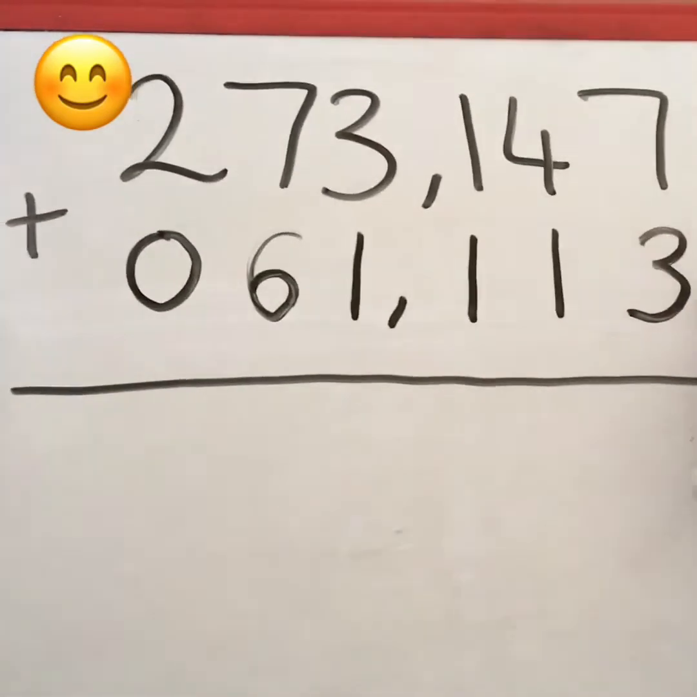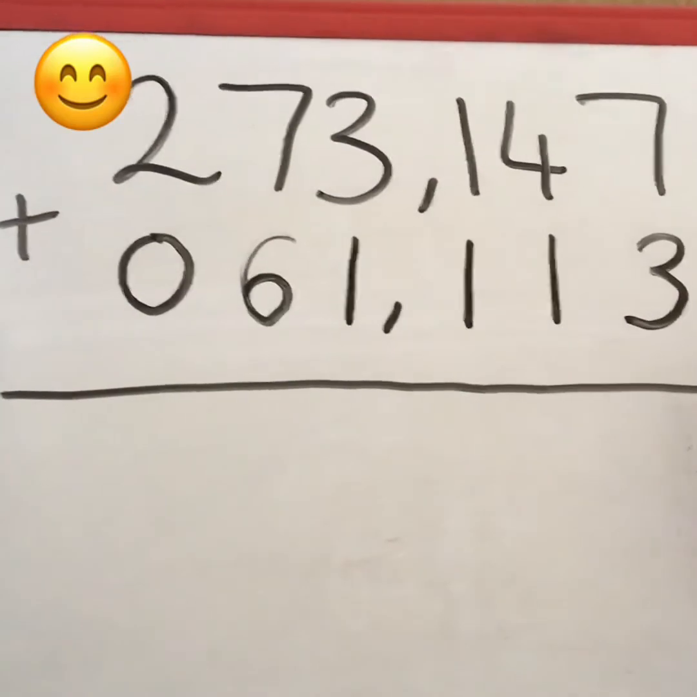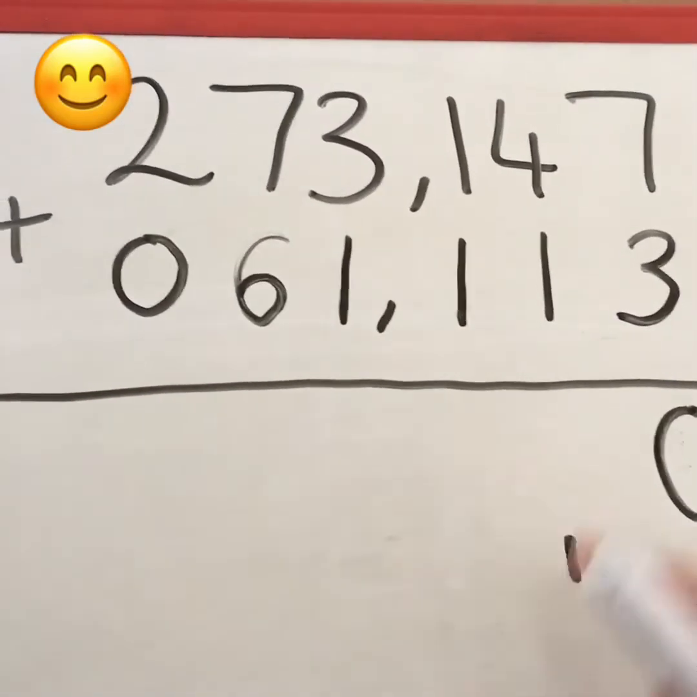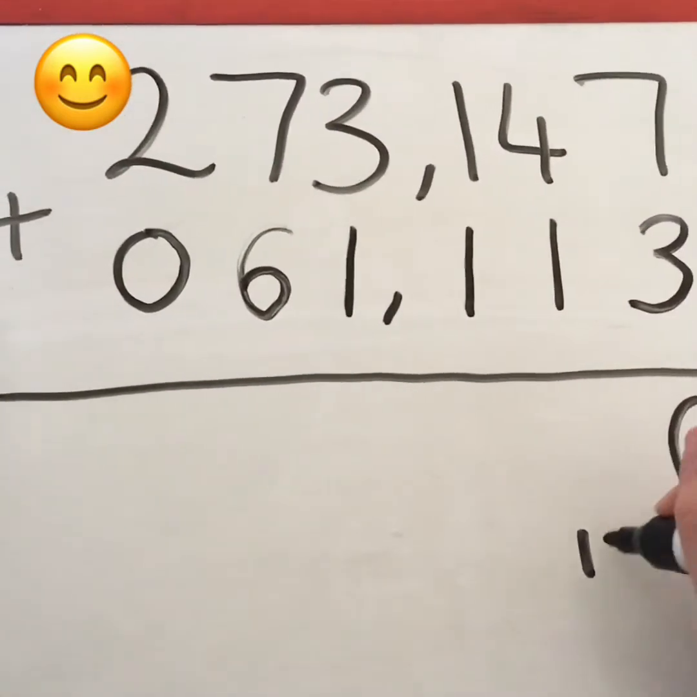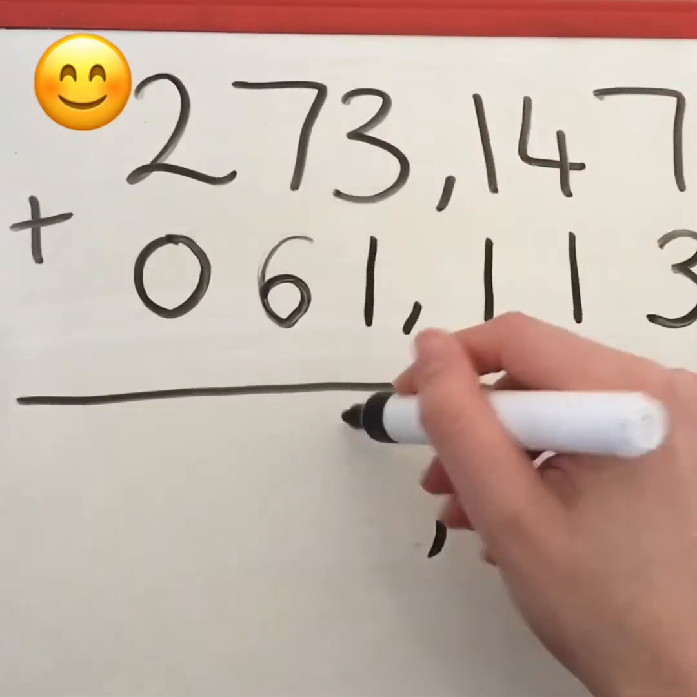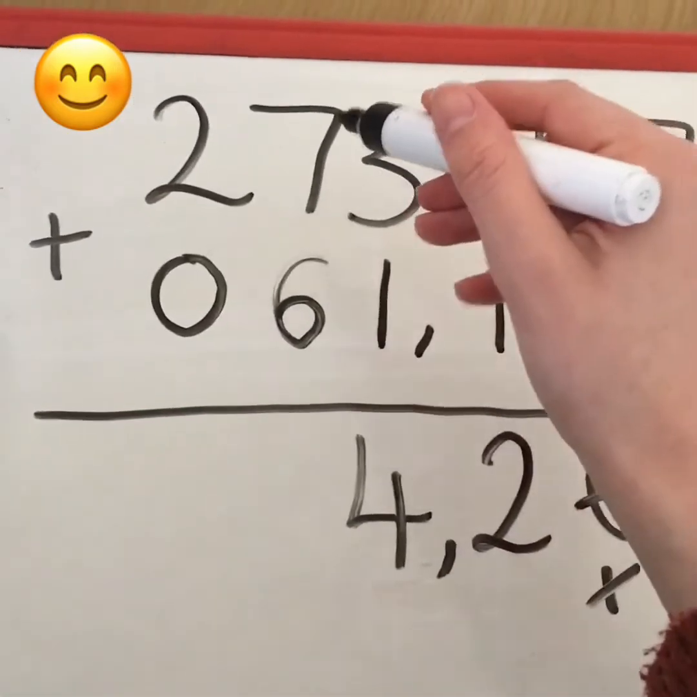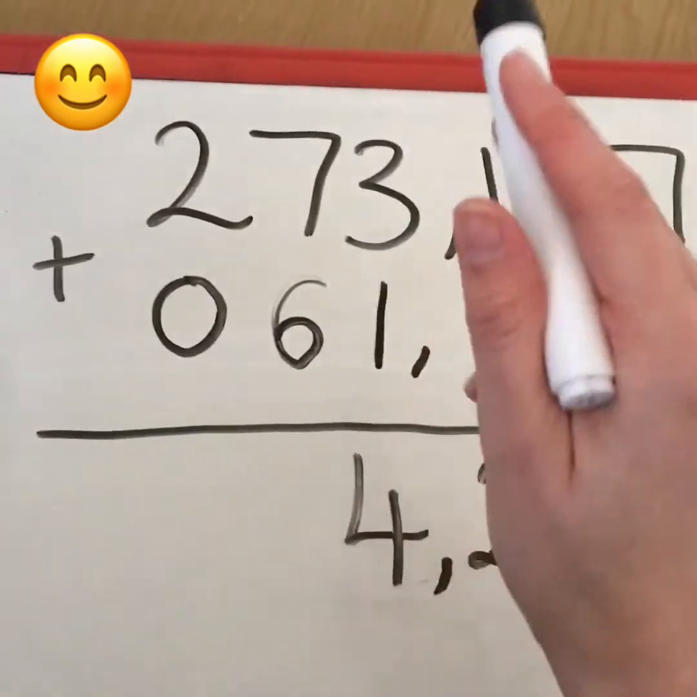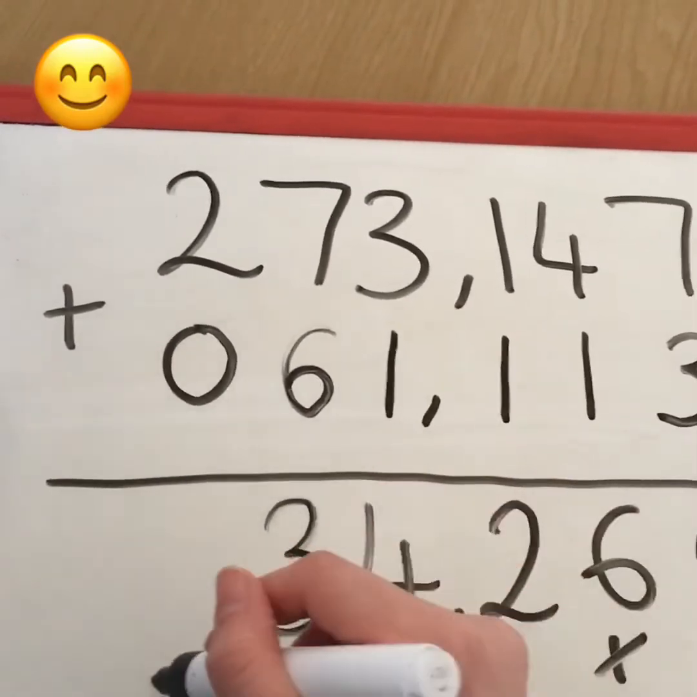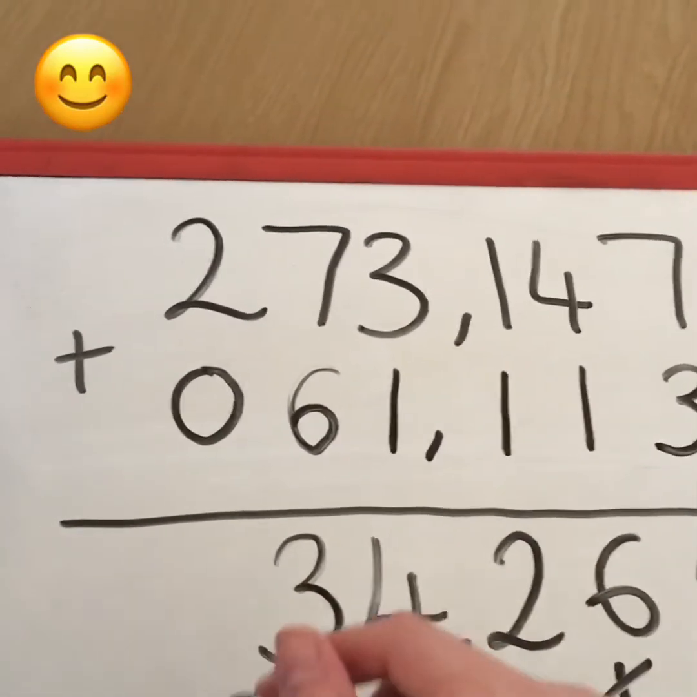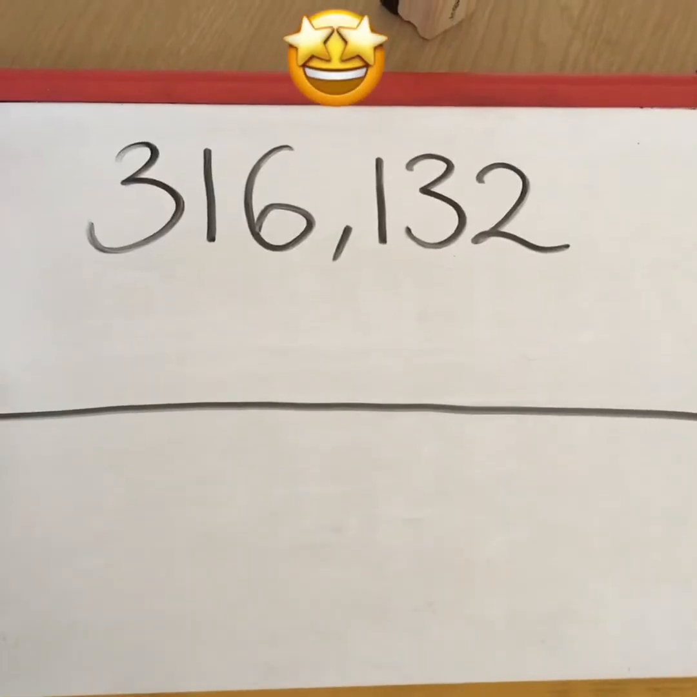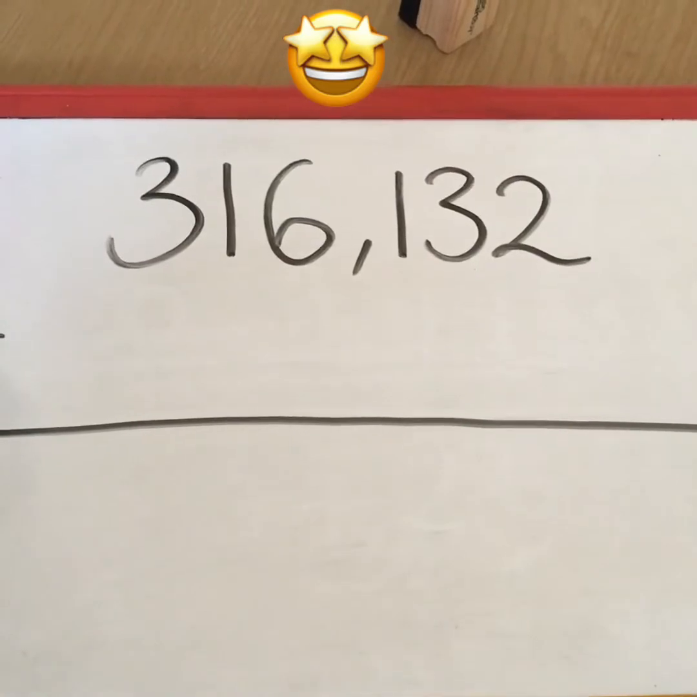So 7 add 3, that's a number bond to 10, so that's 10. So I've got nothing in the ones column and I rename, so I've got 1 in that tens column. So 4 tens add 1 ten add 1 ten is 6 tens. 100 add 100 is 200. 3,000 add 1,000 is 4,000. 70,000 add 60,000. Well, 7 add 6 is 13, so that's going to be 13 10,000s. So there's my 3 10,000s. Rename my 10 10,000s, that's 100,000. 334,260.